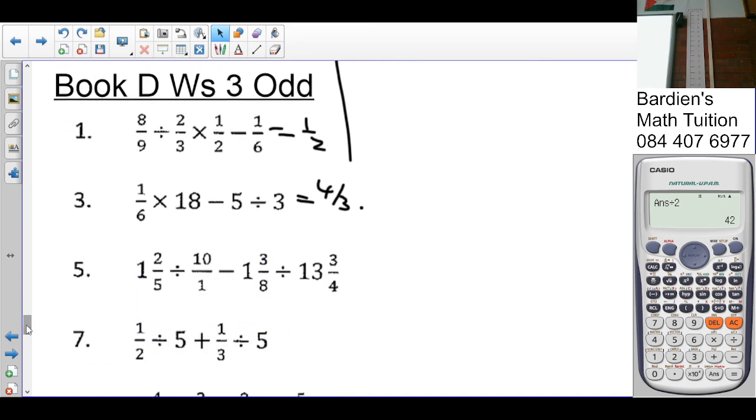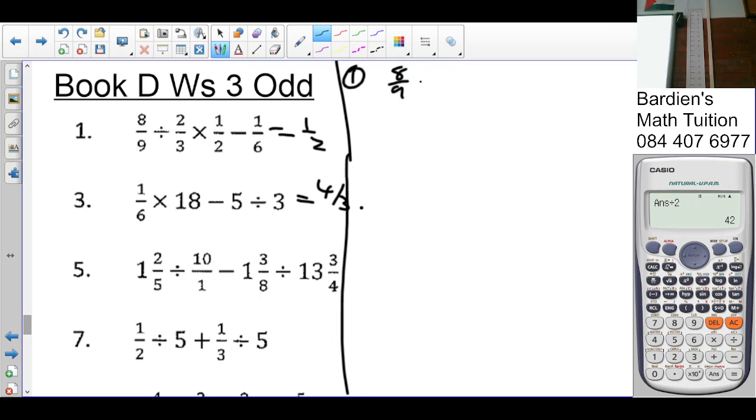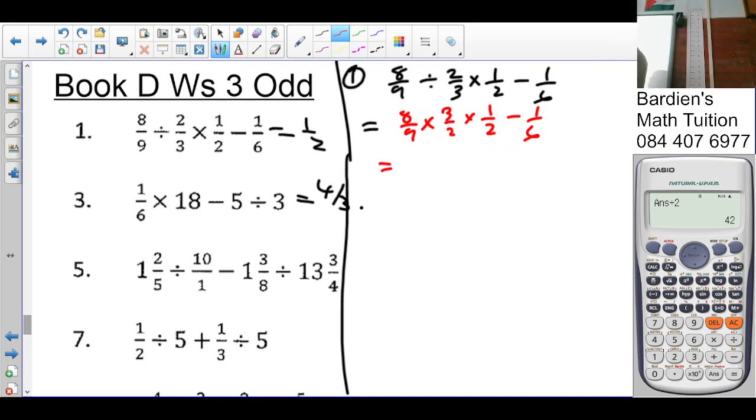Okay, then I'll do number 1. Let's see. We're going to give her the chance to do number 1. So he says it's not the same problem that she made before. Carry on. So it's going to be 8 over 9 times 3 over 2 times 1 over 2 minus 1 over 6. Then it's 4 over 3. The 2 goes into 1, so we're going to have 4 over 3 times 1 over 2. So you got 3 here.